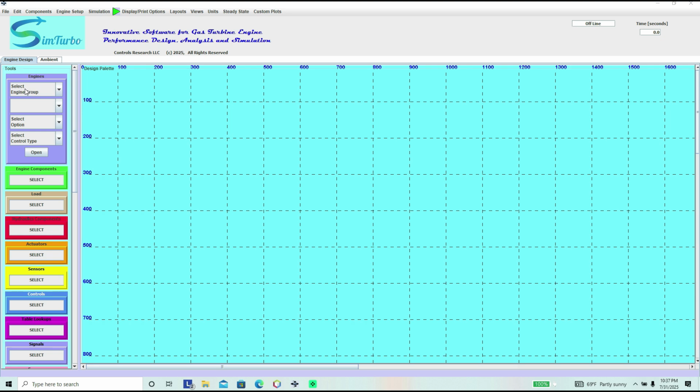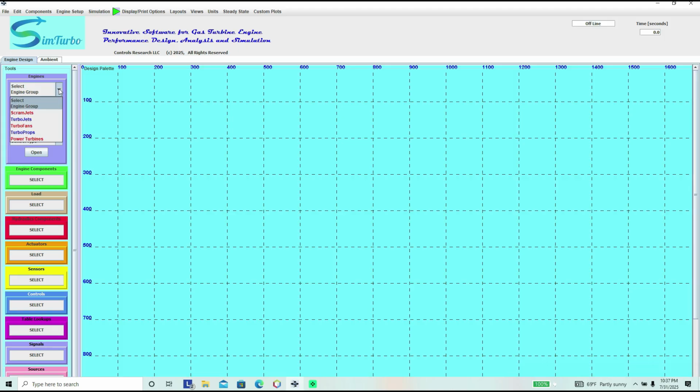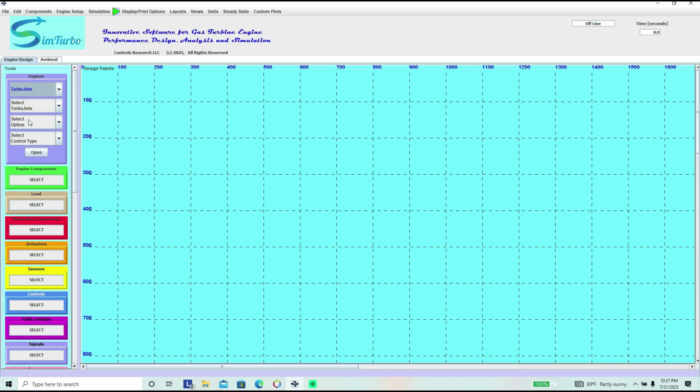So for this design, we're going to design a gas turbine turbojet engine, and it's pre-selected. So what I'll do is click on here and click turbojets. Click here, and in particular we're going to create a simulation for a GE J85 engine. Next, we're going to go into constant nozzle control.